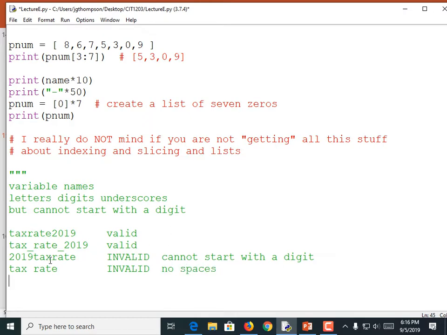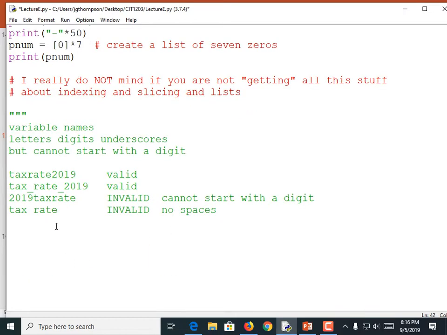Some people like to use underscores. Some people like to use what's known as camel case. So you could also do tax rate 2019. That's fine. And then, by the way, it's also called camel case because it's got a hump in the middle. Did not make that up. I know y'all who've had prior programming languages have heard that term. That's known as camel case instead of uppercase and lowercase.